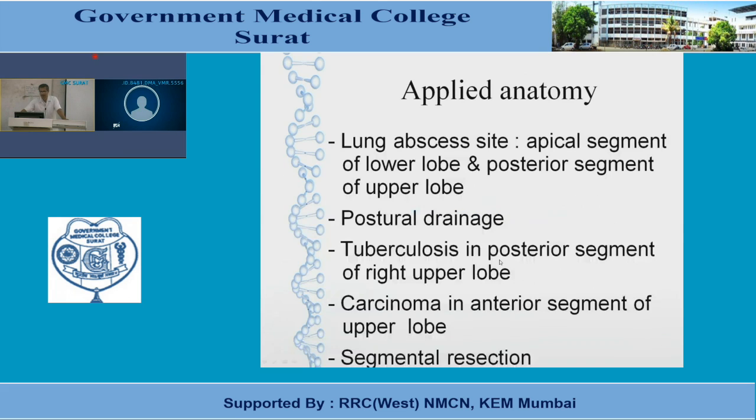Now the applied part. In bronchopulmonary segments, lung abscess is common in some segments, the apical segment of the lower lobe and the posterior segment of the upper lobe. Why? Because the right principal bronchus is straight, vertical and has more diameter. Therefore, any substance can go easily toward the right lung. Therefore, lung abscess is common in the apical segment of the lower lobe and the posterior segment of the upper lobe.